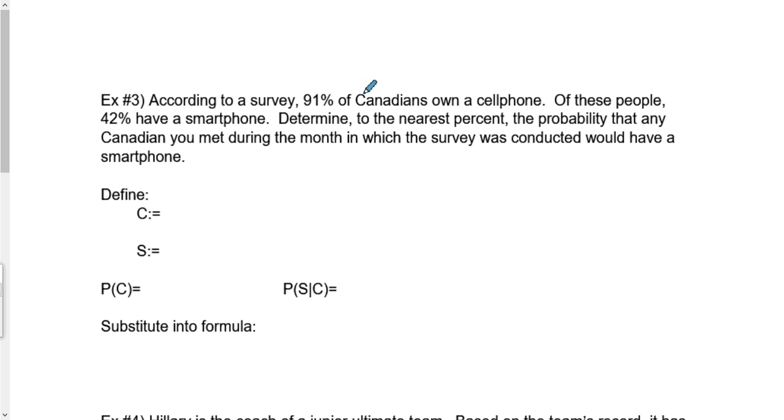According to a survey, 91% of Canadians own a cell phone. Of these people, 42% have a smartphone. Determine to the nearest percent the probability that any Canadian you met during the month in which the survey was conducted would have a smartphone. So we want to define a few things. In case you're not up to date with the oldest technology, having a cell phone does not mean that you have a smartphone.